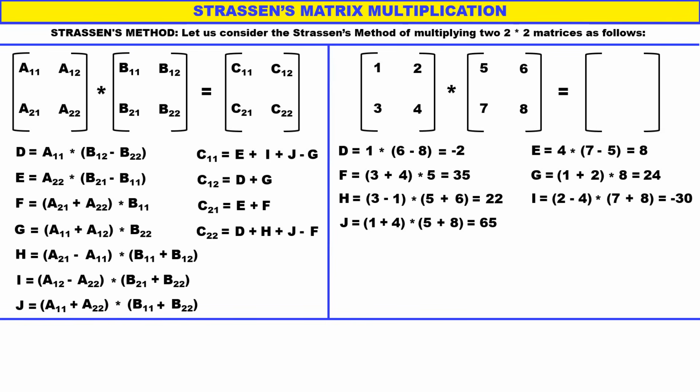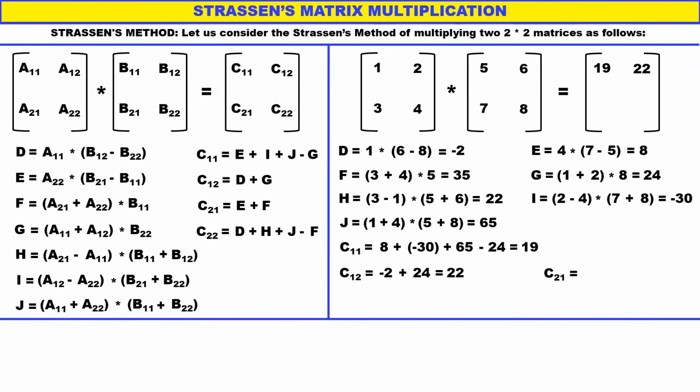So we have got the values for D, E, F, G, H, I, J. Using these values, we will compute the value of C11 according to the formula given by Strassen. What is C11? E plus I. What is the value of I? Minus 30. Plus J, 65. Minus G. What is the value of G? 24. So what is this? 90. So we write down 90. C12 is D plus G. Minus 2 plus 24 is 22. So we write down the value.